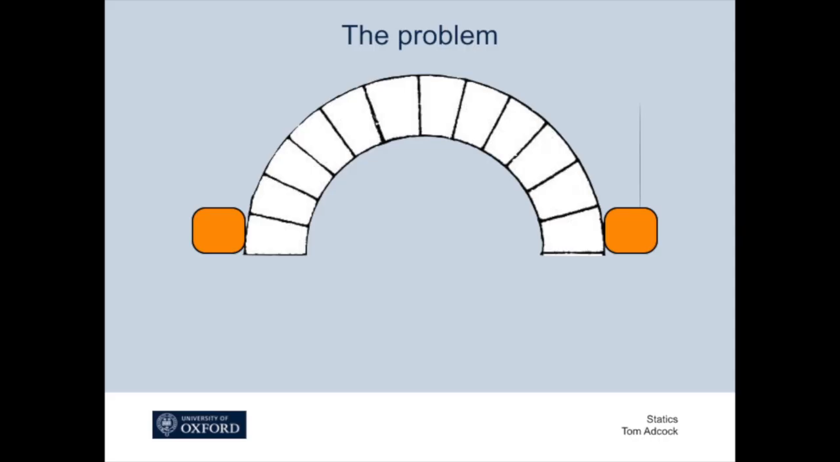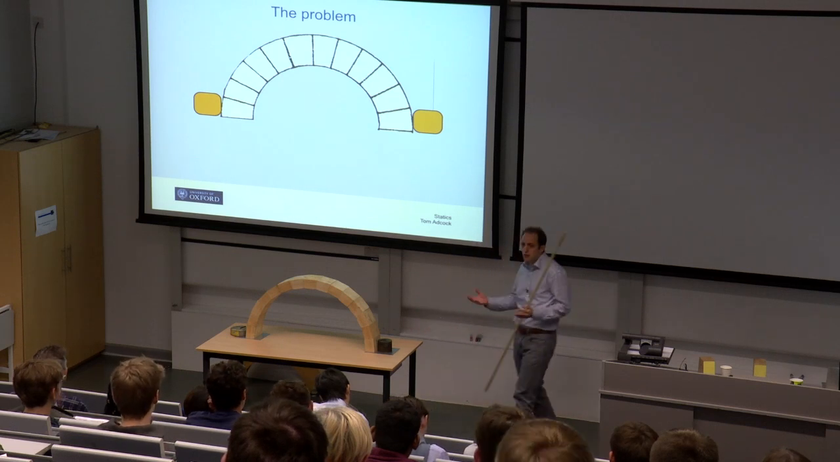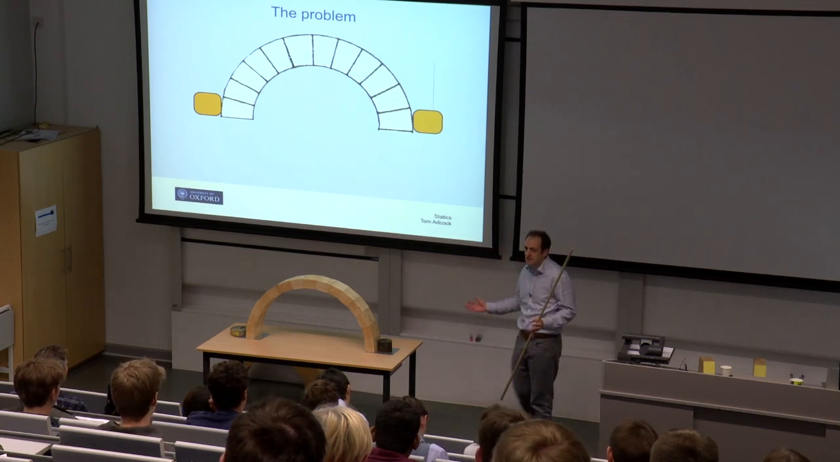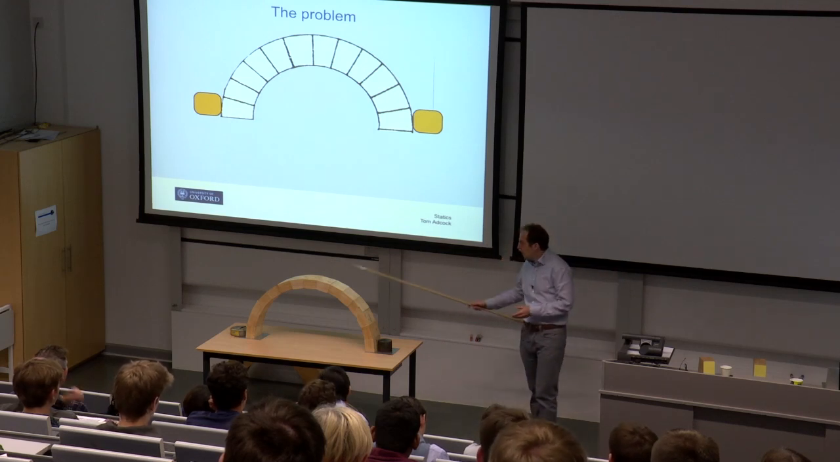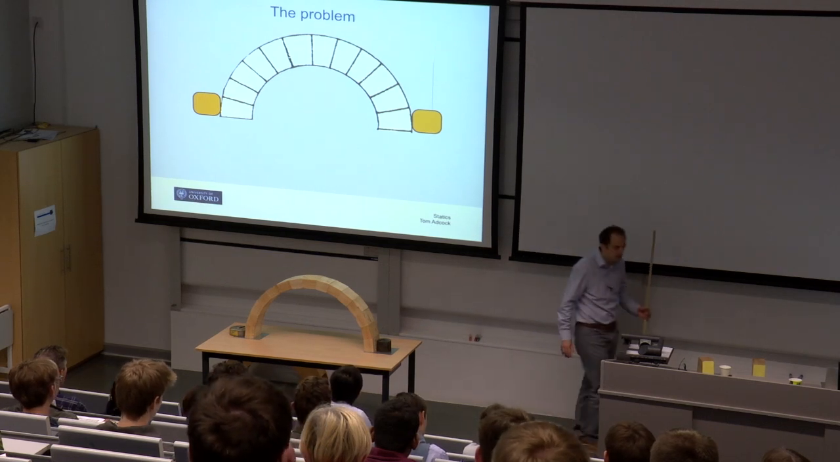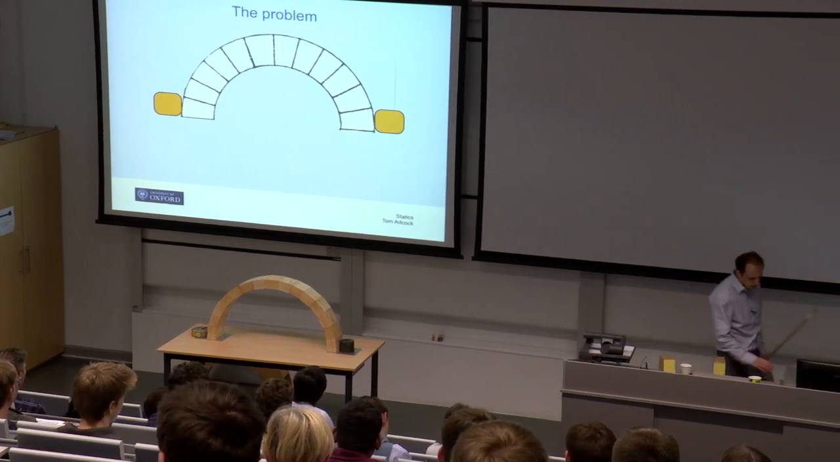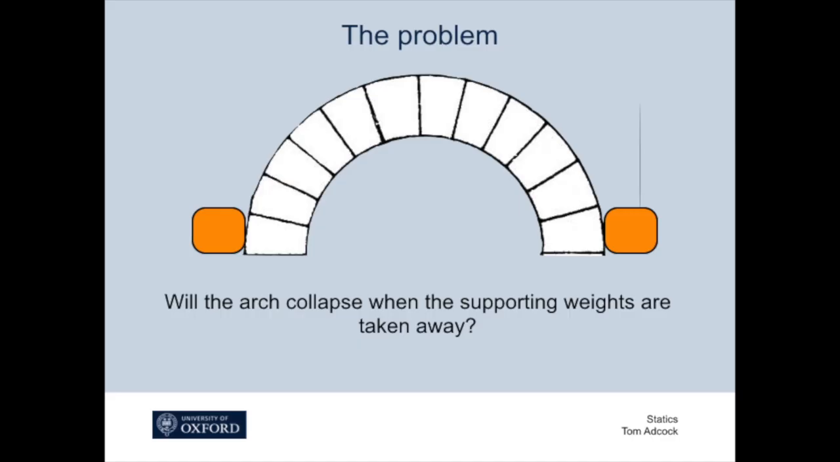So we're now going to think a bit about a particular problem. As I've said earlier, to try and demonstrate some general ideas about how engineers, not just structural and civil engineers, in all disciplines, think about problems. So we've got this arch, and you can see we've got these weights on either side. And what I want to think about is what happens if we take away these weights.